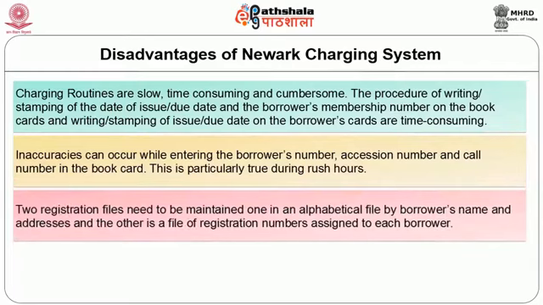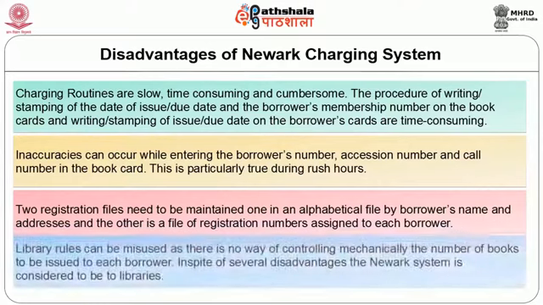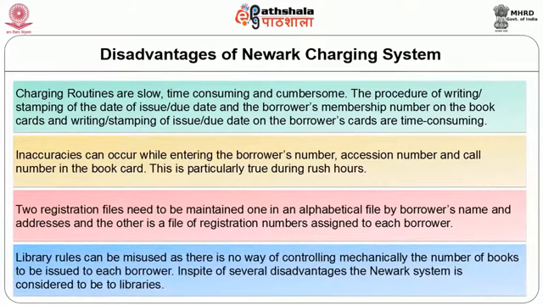Two registration files need to be maintained, one an alphabetical file by the borrower's name and address, and the other a file of registration numbers assigned to each borrower. Library rules can be misused as there is no way of controlling mechanically the number of books to be issued to each borrower. In spite of several disadvantages, the New York system is used in libraries.